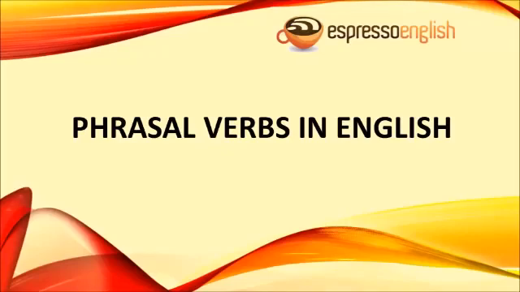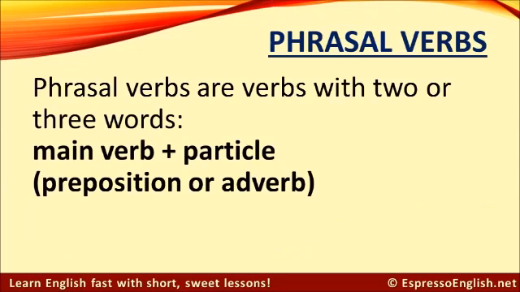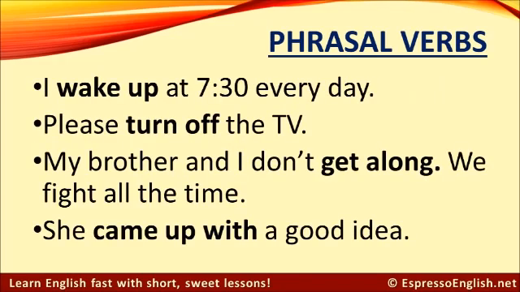Phrasal verbs in English from espressoenglish.net. Phrasal verbs are verbs with 2 or 3 words. They consist of a main verb plus a particle. The particle could be a preposition or an adverb. Here are some examples of phrasal verbs.